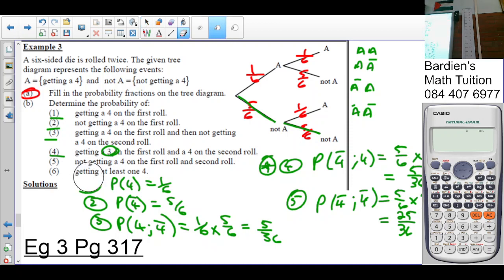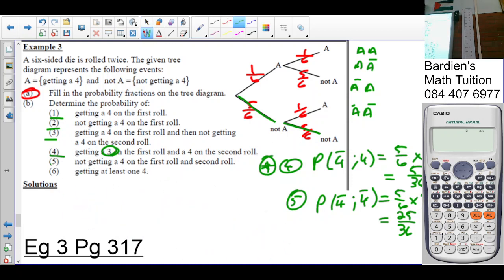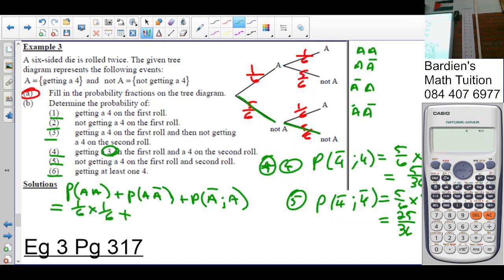Okay. Let's look at the last one, number 6. Getting at least 1 4. So getting at least 1 4 could be the probability of both being 4s, plus the probability of a 4 and not a 4, plus the probability of not a 4 and a 4. That is at least 1 4, which means they can have 2 4s. You guys understand? So the probability of AA is 1 out of 6 times 1 out of 6, plus the probability of an A and not an A, 1 out of 6 times 5 out of 6, plus the probability of not an A and an A, 5 out of 6 times 1 out of 6.